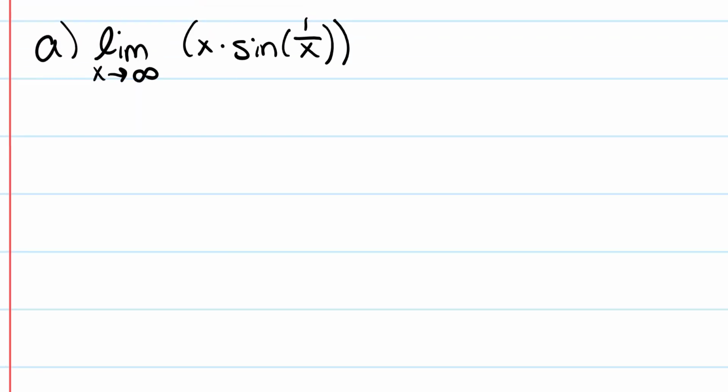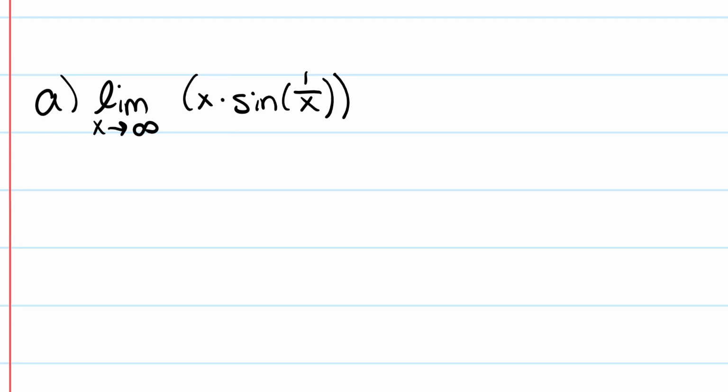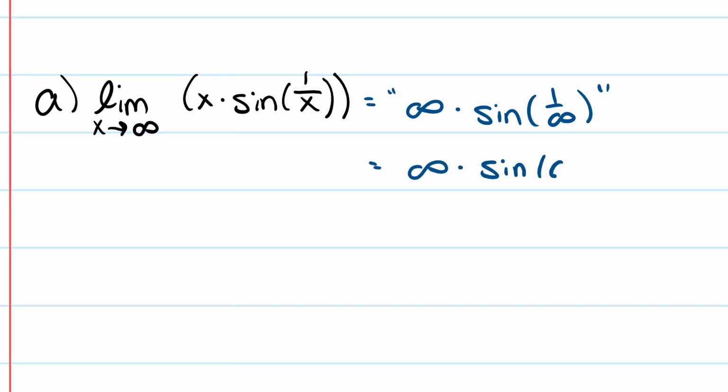So in example A, we're going to look at the limit as x approaches infinity of x times sine of 1 over x. Now if we were just to use a direct substitution for this problem, we would get that this is equal to infinity times sine of 1 over infinity. And this would give us infinity times sine of 0, which is going to be infinity times 0. So that really doesn't tell us anything, so we're going to look at a different function to get the answer.